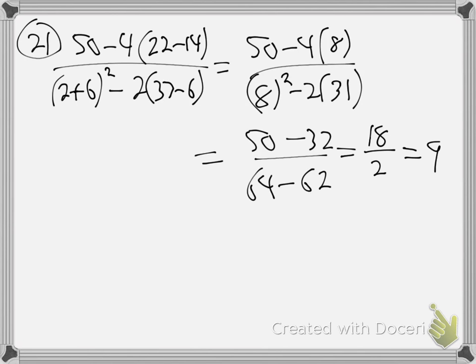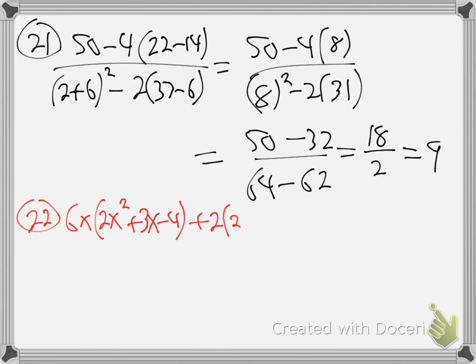I'll move on. 22. 6x times, this one looks messy, 2x squared plus 3x minus 4, plus 2 times the quantity 2x squared plus 3x minus 4. All right. Yeah, that's a little messy. You want me to multiply all that, huh? That's just like a lot of multiplying and adding and everything.